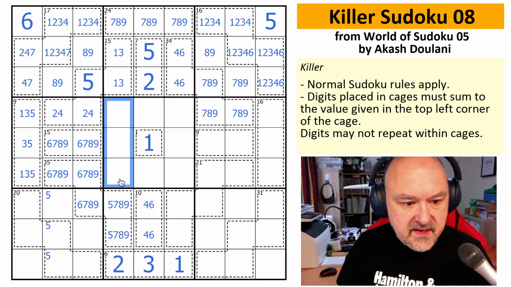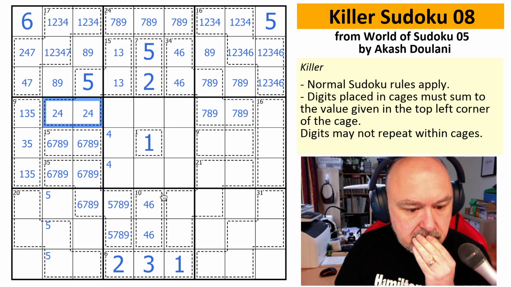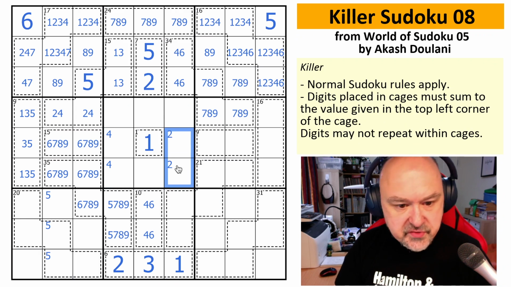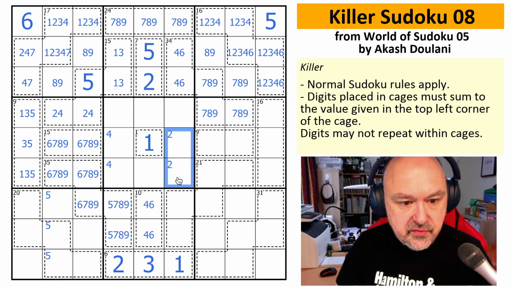Puts 4 and 6 in here. 4 must be in one of those two because it can't be in that row because of the 2, 4 pair. Oh, that 2 is also there for the same reasons. 2, 2 puts 2 in there.